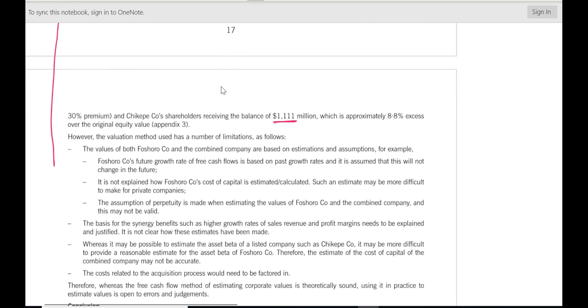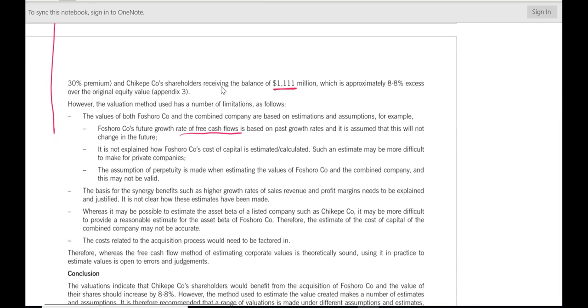Limitations are that the growth rate of free cash flow will remain constant for the foreseeable future, and if it changes, definitely it will change the answer. It is not explained how the company cost of capital is estimated. So such an estimate may be more difficult to make for private companies.